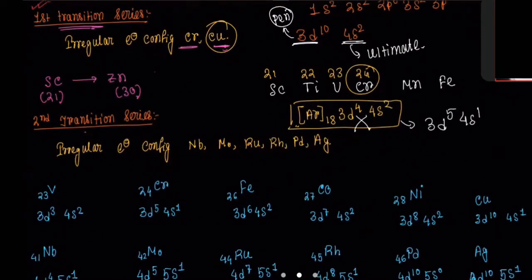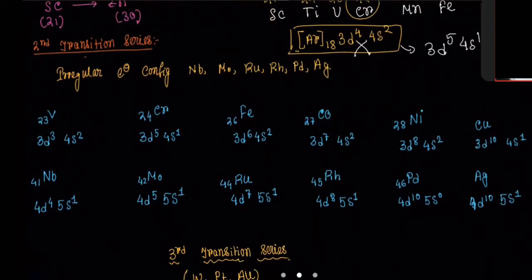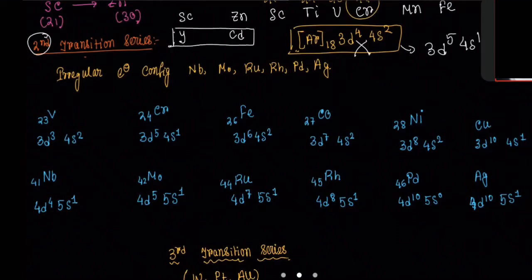Now coming to the second transitional series. I have given you the first transitional series as a reference over here. What do you mean by second transitional series? First, let's find that out. It is from yttrium to cadmium. If you want to know the atomic number of yttrium, just add 18 with scandium, and for cadmium add 18 with zinc. So you'd get the values. It would be 48 and this would be 39, right?